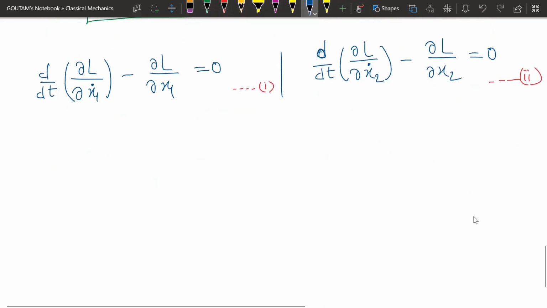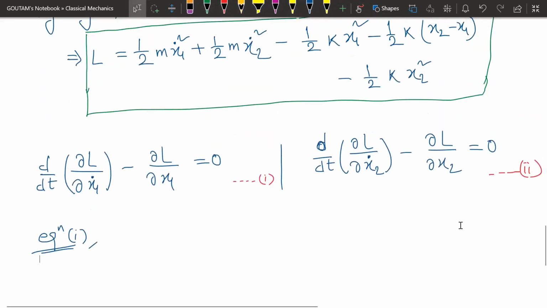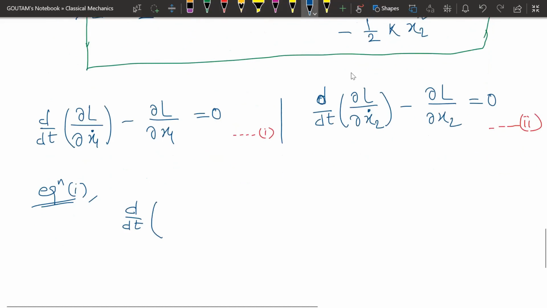So now let's solve equation 1 first. d/dt of del L del x1 dot. The x1 dot dependence is only in this term. So in that case, del L del x1 dot will be m x1 dot. Then m x1 dot minus del L del x1.